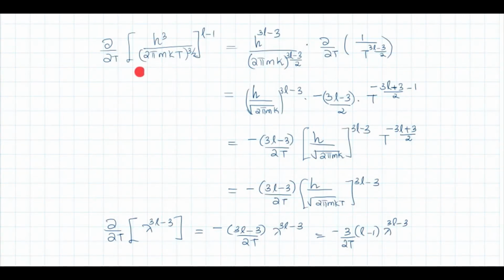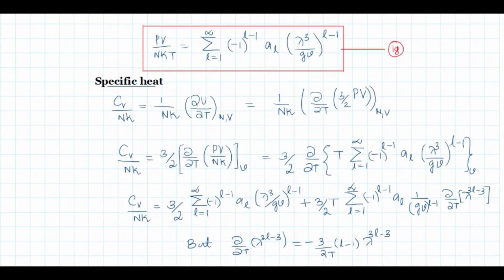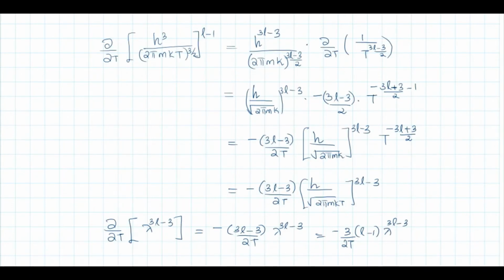Now I will explain how we obtained this equation. So ∂/∂T of (h²/2πmkT) raised to (3/2) raised to L minus 1. The only temperature dependent term is this one, so I can take all other terms outside. h raised to 3L minus 3 by (2πmk) raised to (3L minus 3)/2 into ∂/∂T of 1/T raised to (3L minus 3)/2. The derivative is minus (3L minus 3)/2 into T raised to minus (3L minus 3)/2 minus 1, because the derivative of x^n is n x^(n-1).